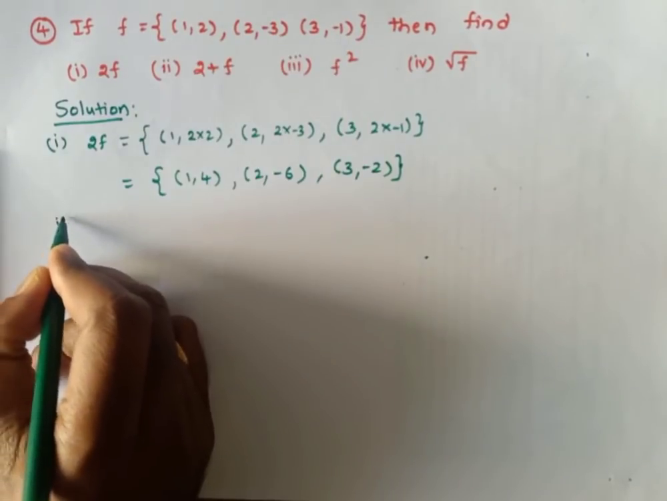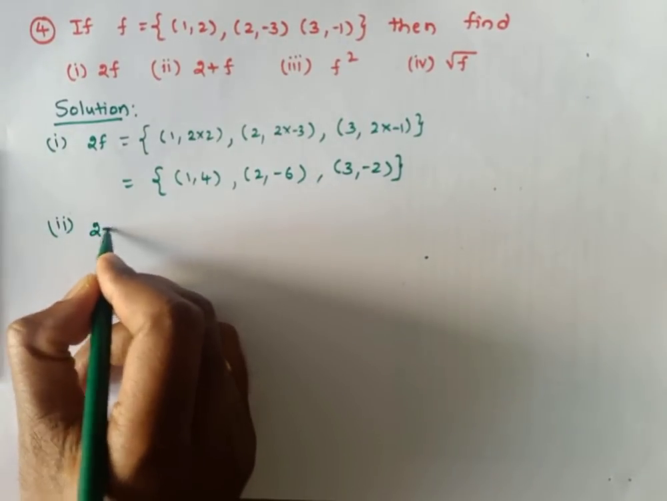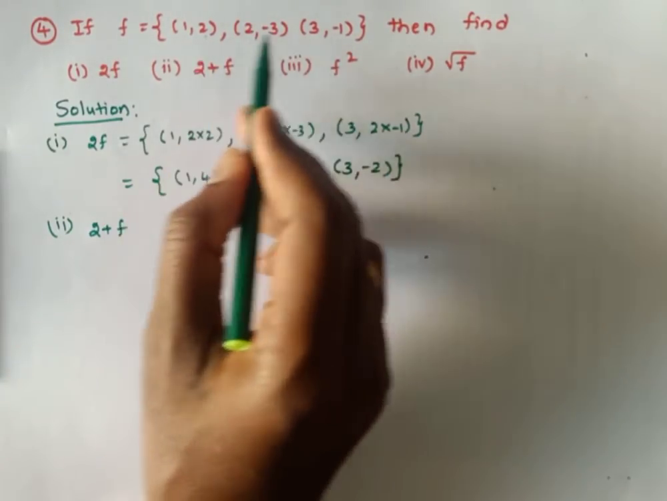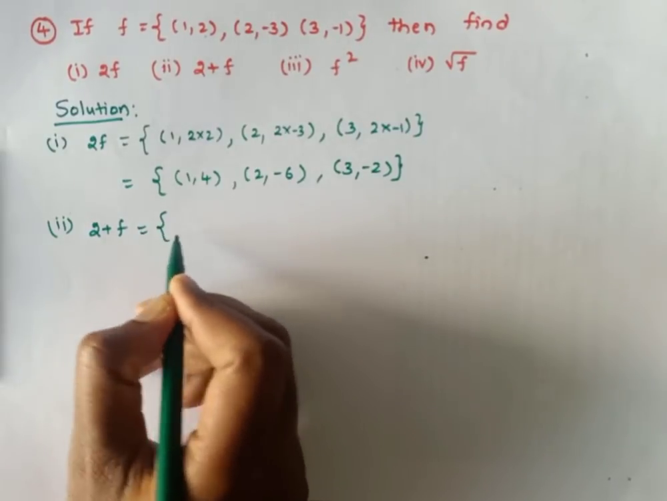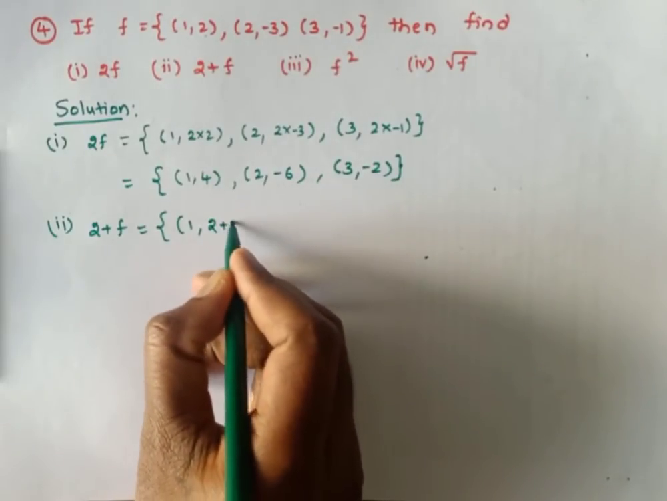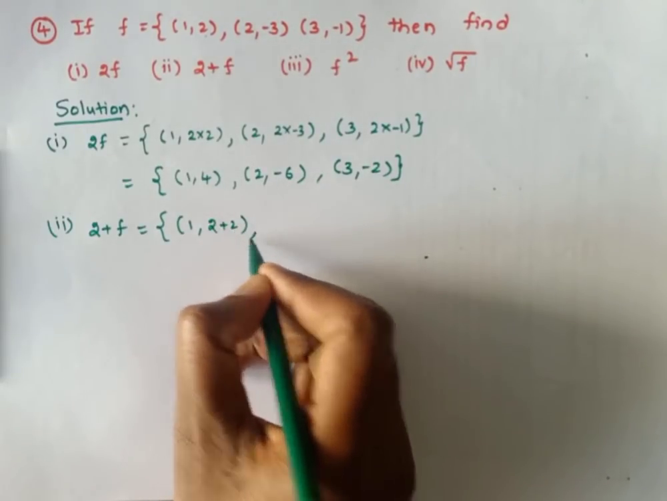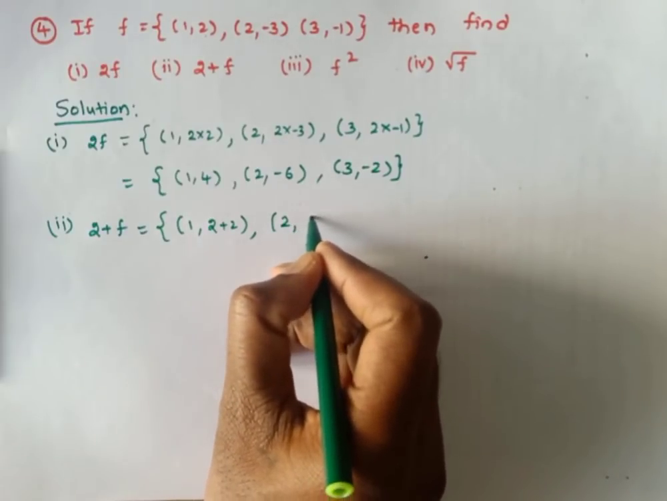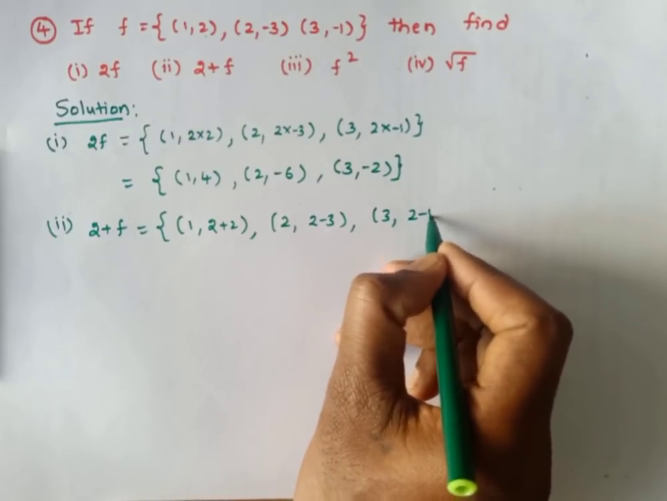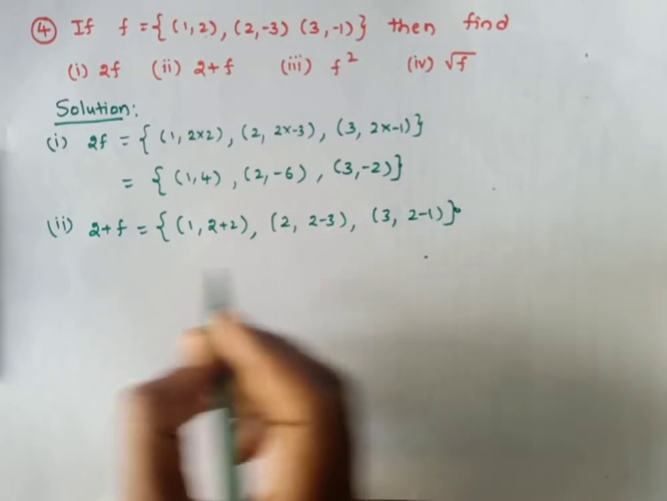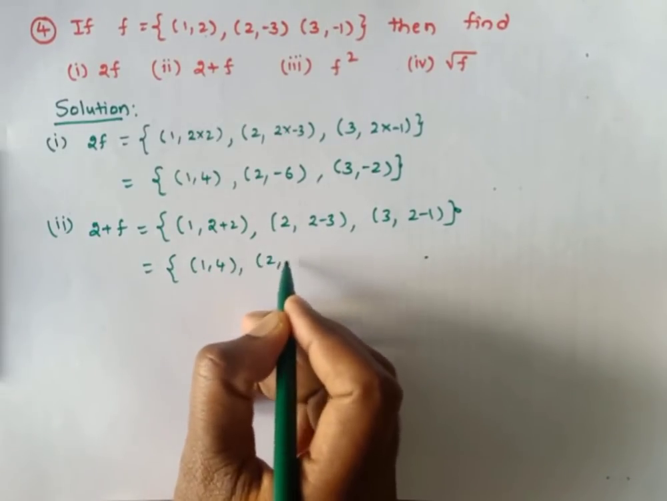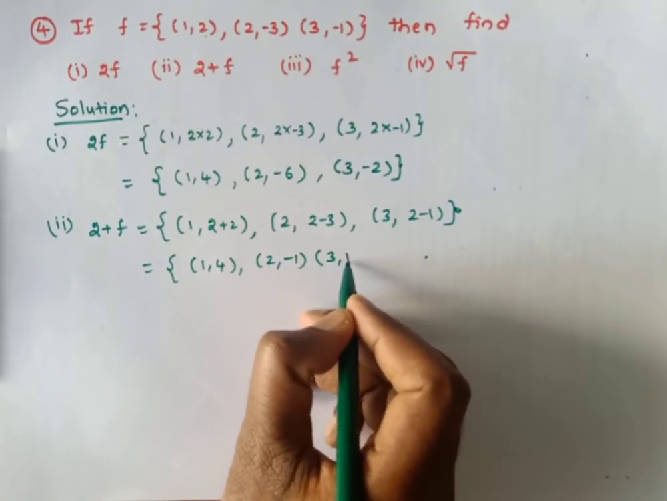Next, similarly, 2 plus f means you need to add this 2 to all the output values, 2, minus 3, minus 1. So 1 is as it is, 1 comma 2 plus 2. Next 2 comma 2 plus minus 3. Next 3 comma 2 plus minus 1. Therefore this is 1 comma 4, 2 comma minus 1 and 3 comma 1.